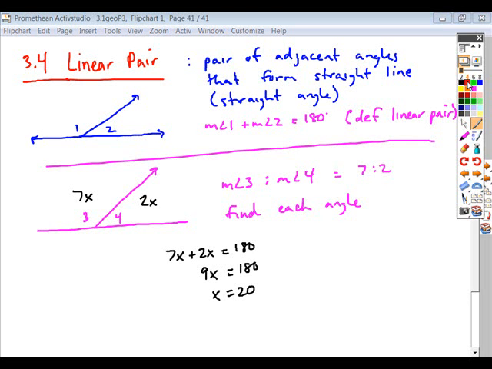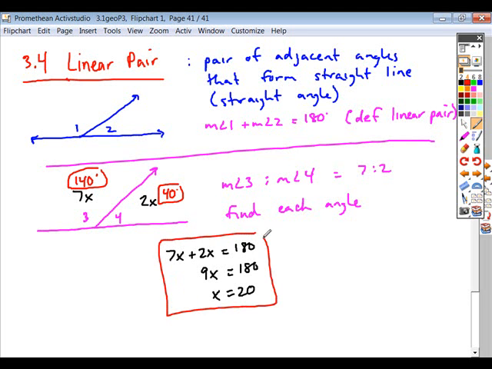Okay, so if I take this and I complete it, 7 times 20 is 140. 2 times 20 is 40. Does this fit the conditions you would expect? Are 140 and 40 a linear pair? Yeah.